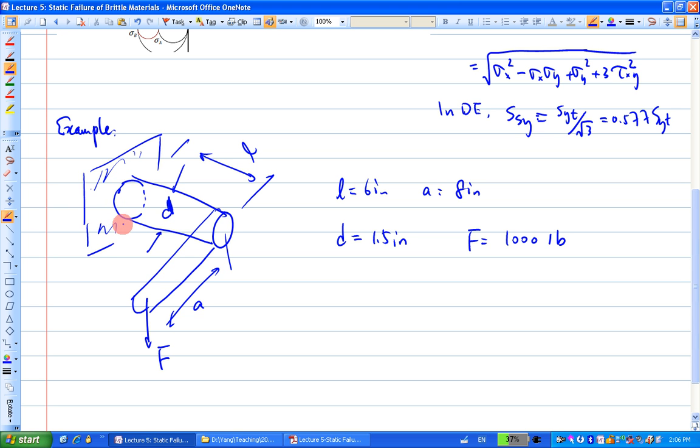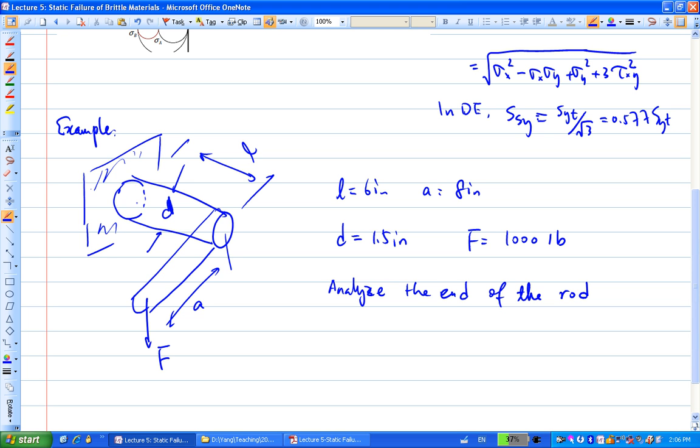Okay, yeah, so we can see that. So we're going to analyze the end of the rod, over here. To analyze the end of the rod, generally what we are interested in is the critical location, basically.